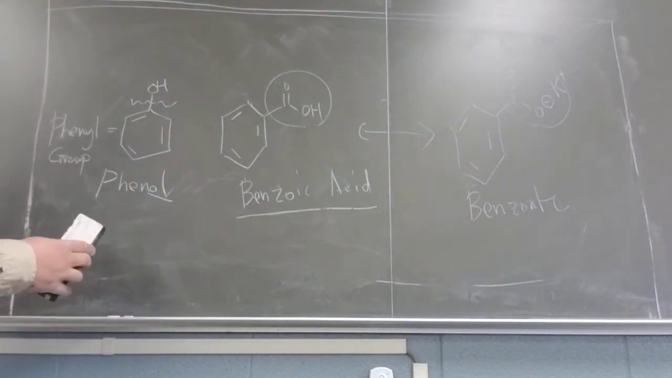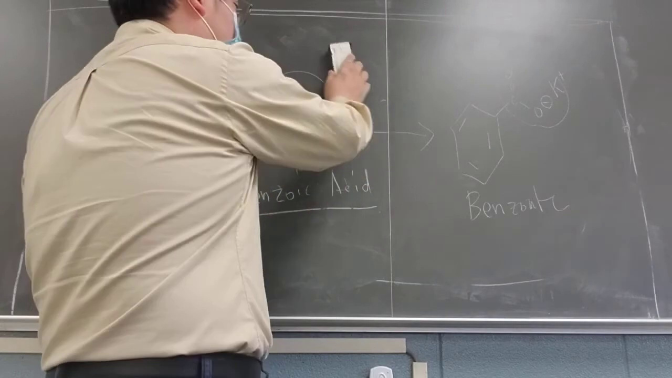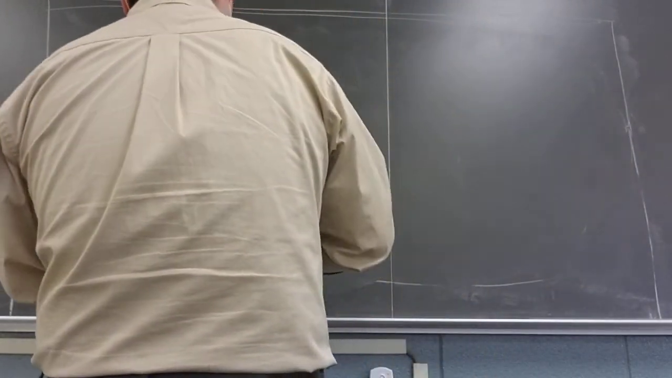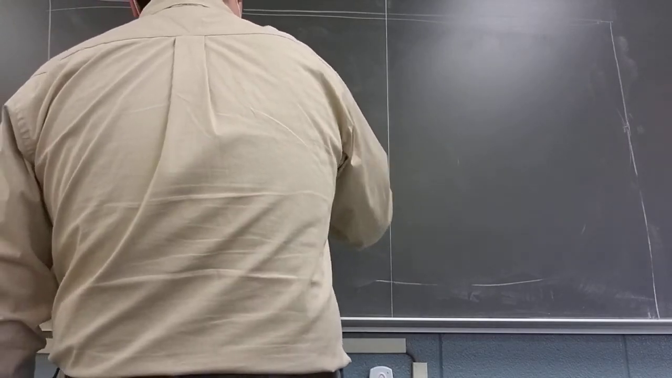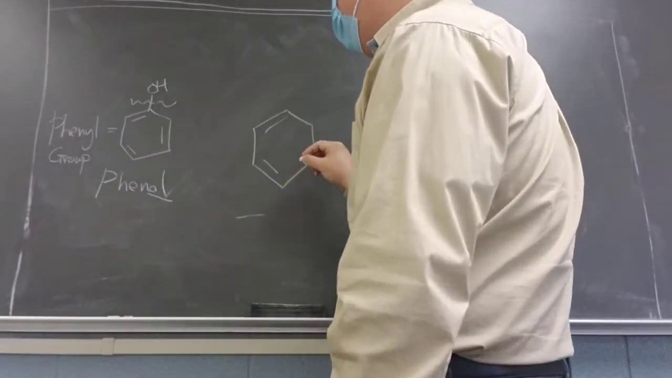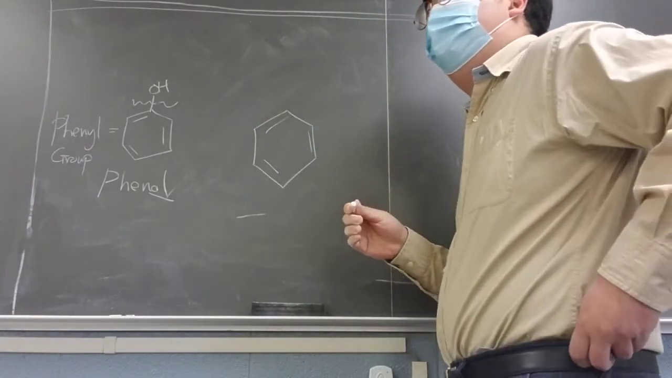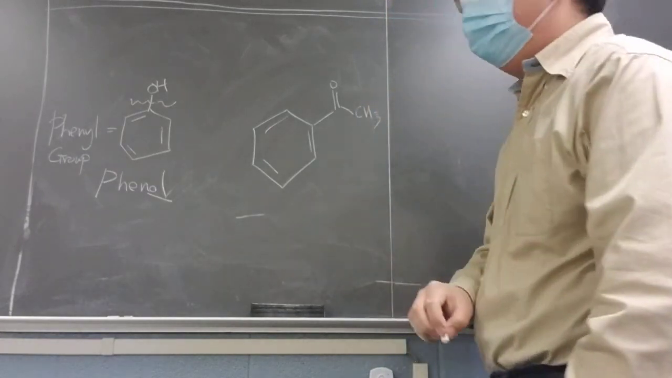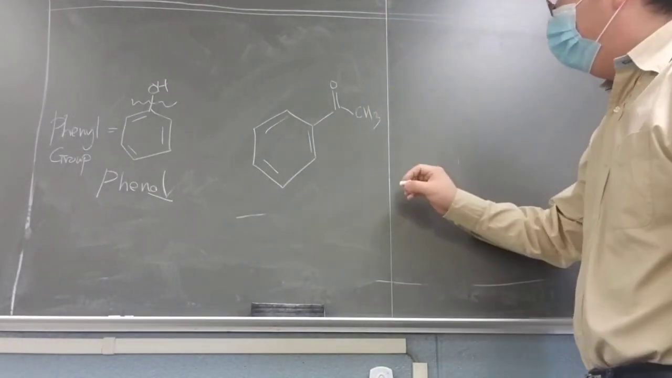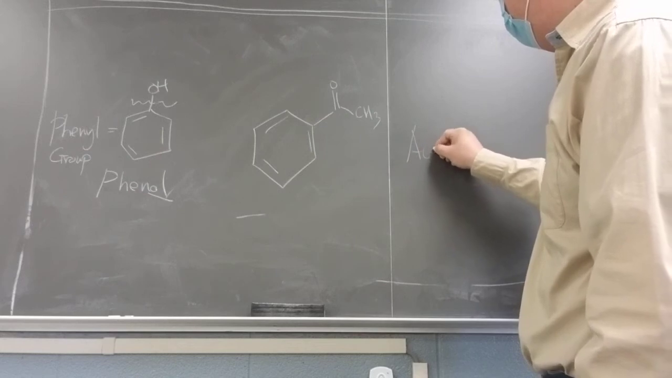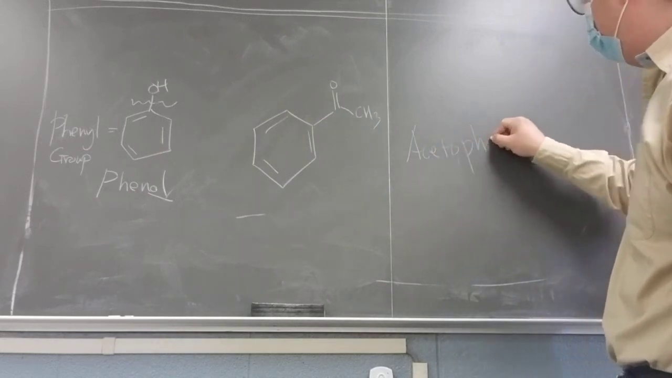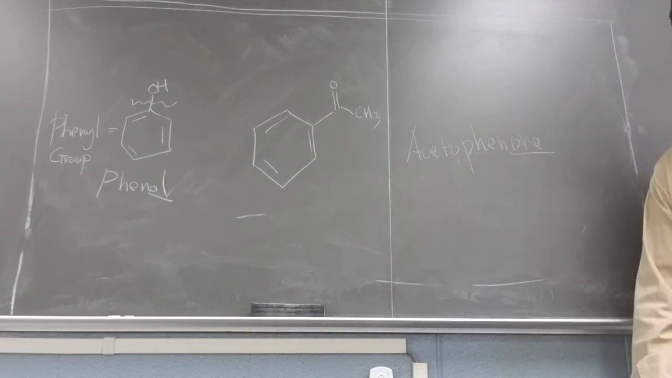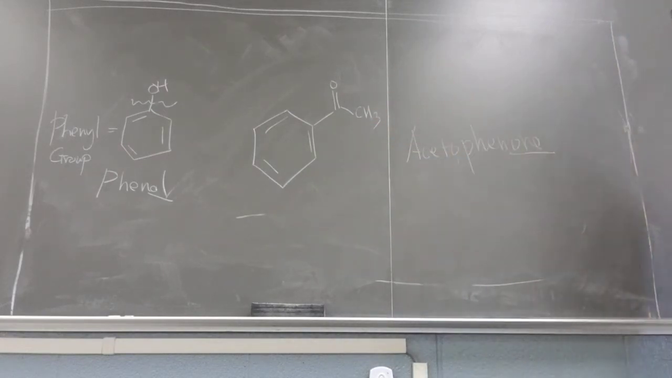Okay. All right. So just a little more. I know it's a lot to memorize at once, so I'll do this again on Monday. Don't worry about it. Okay. If you have a ketone group over here, we name this one acetophenone because it's a ketone. It looks like an ester group there. Okay. So acetophenone.